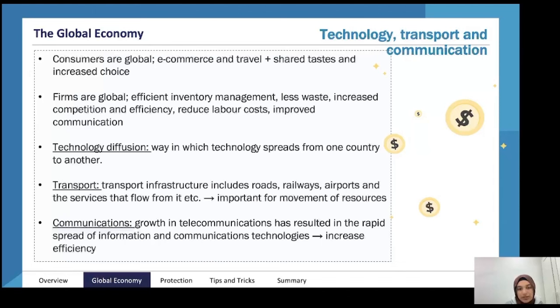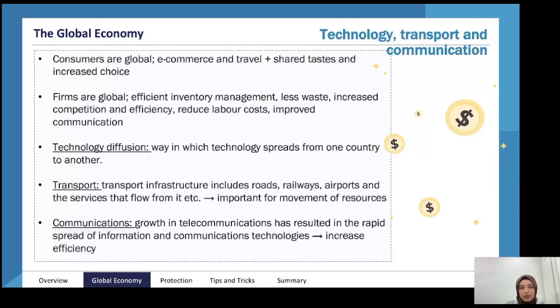Technology diffusion is a way in which technology spreads from one country to another. So we've definitely seen an increase in that over the past decade. Transport: transport infrastructure includes roads, railways, airports, and the services that flow from it. It's very important for the movement of resources as well.